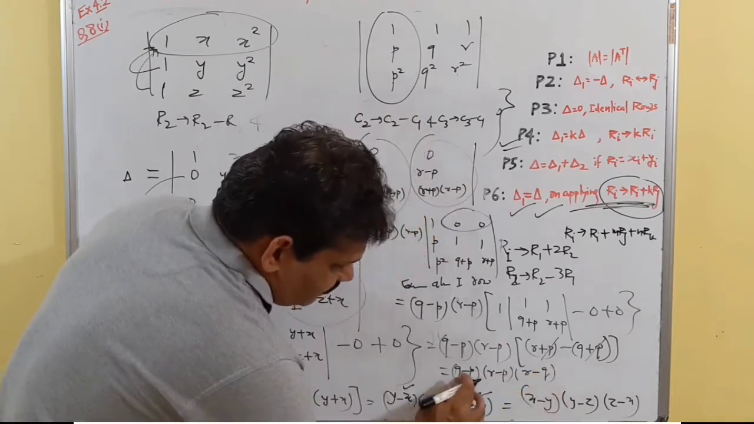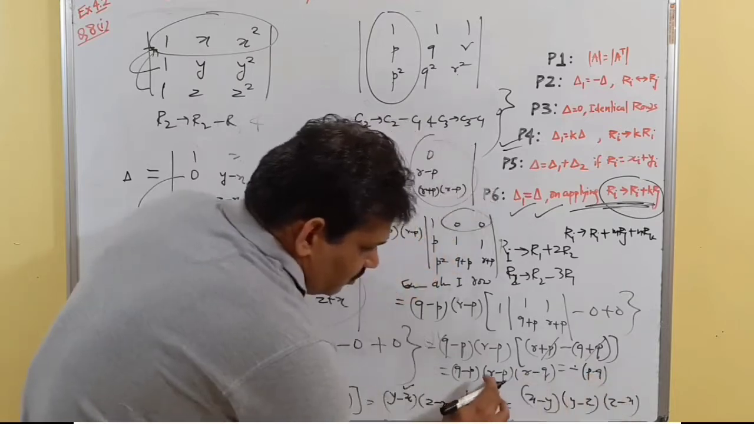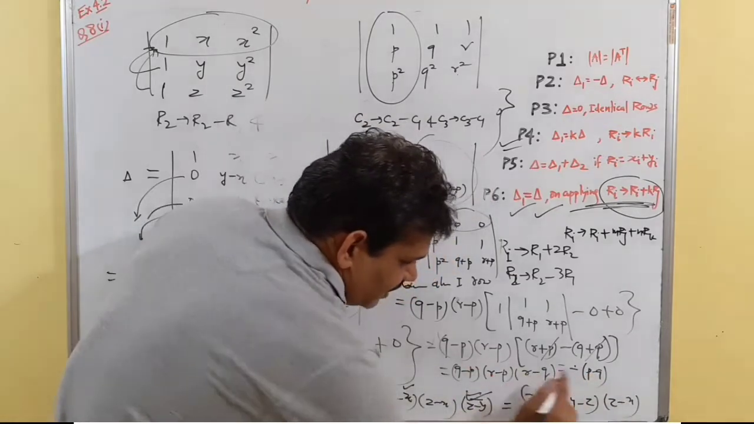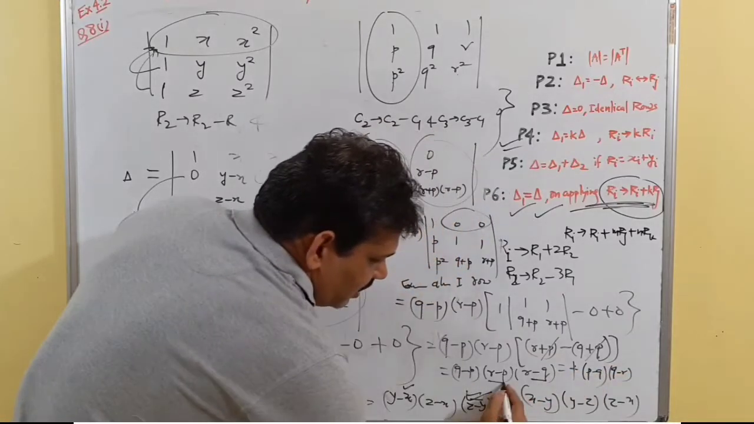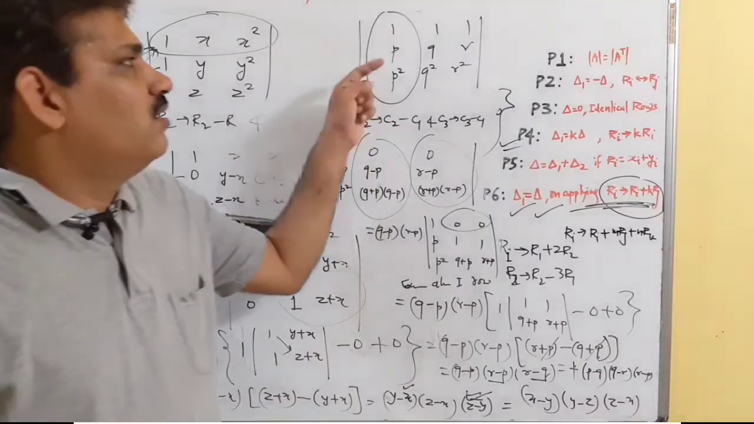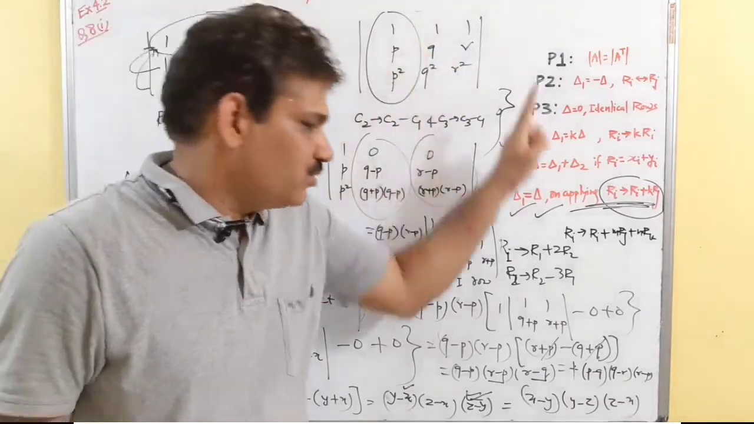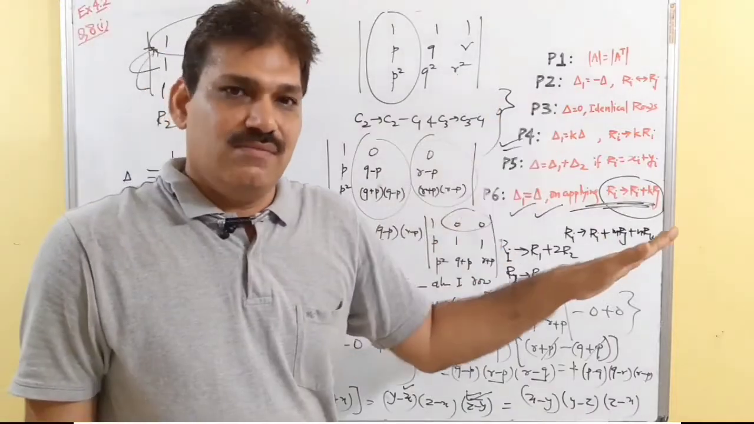Now p minus q, we take negative sign common, so p minus q. P minus q, q minus r, we take a negative sign common. From here this gives me q minus r and this r minus p. So in cyclic order, p minus q into q minus r into r minus p, a minus b into b minus c into c minus a.